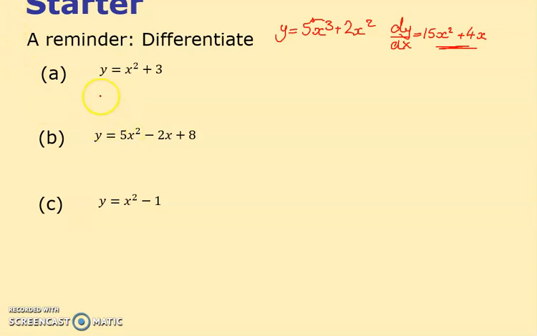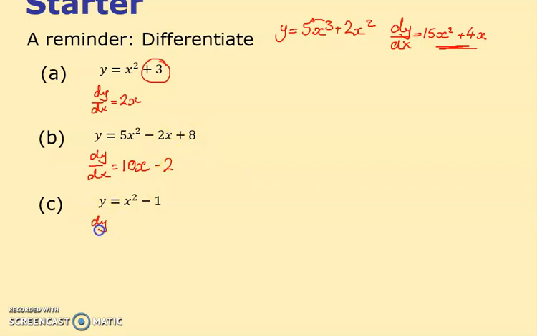So what have I got? I've got dy by dx on this first one is quite simply 2x. And you should remember that if you ever get a number like plus 3, it just disappears. It could have been plus 18, it would still disappear. Dy by dx, and it's just 2x. This one, dy by dx. 2 comes to the front, that gives me 10x minus 2. The x disappears, and the 8 definitely disappears.